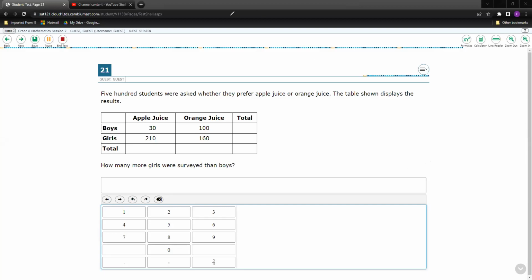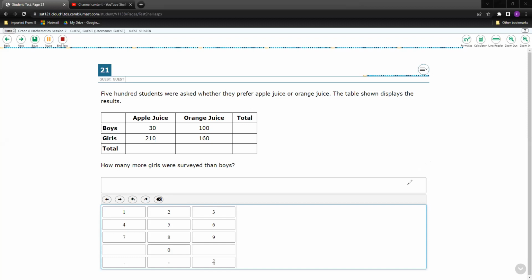Continuing with question 21. 500 students were asked whether they prefer apple juice or OJ. The table shown displays the results. So there you have it. All we have to do is now add by row, by column, and in total.